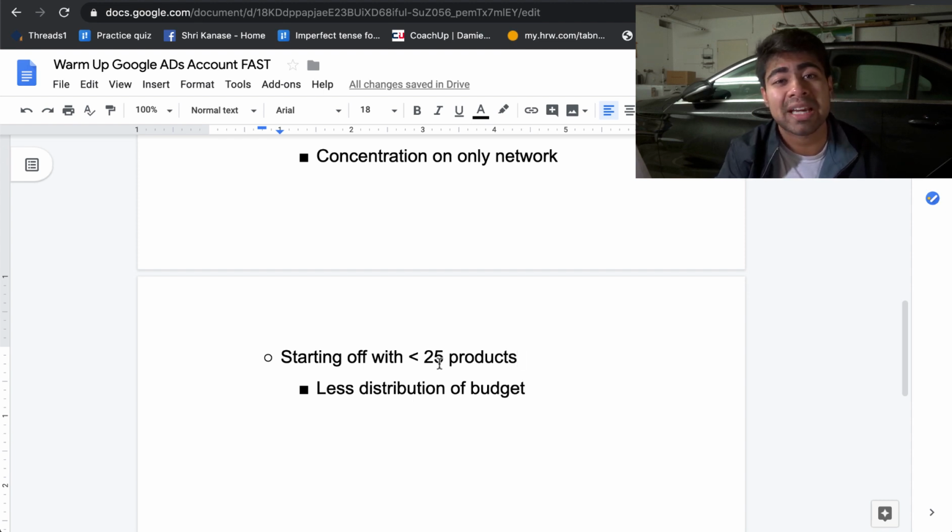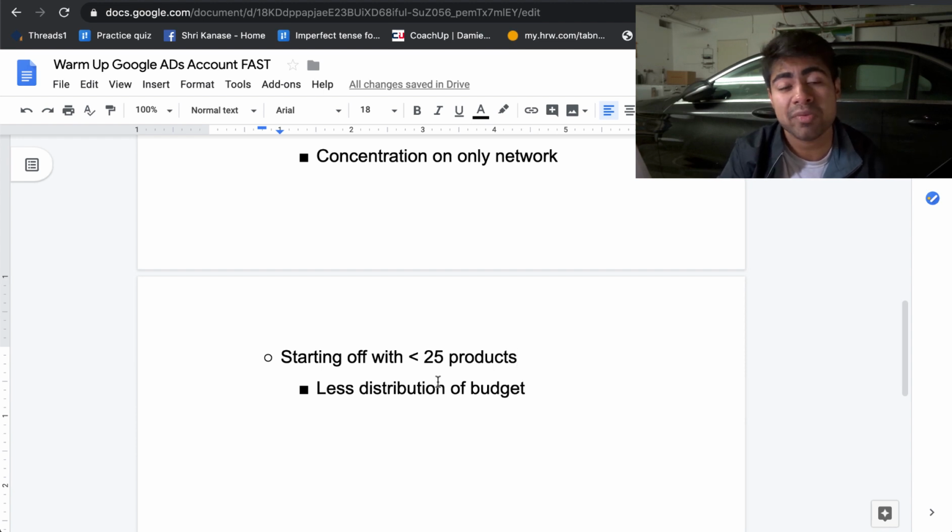Since we want to warm up the account as quickly as possible, we want to start off with less than or equal to 25 products, so Google can distribute the entire budget, whatever you have set up, towards these 25 products, no more than these. And usually what I've noticed is that 25 is a sufficient amount to really start getting enough traction, because anything lower than 25 and you don't have enough products, and you may not be able to find a winning product.